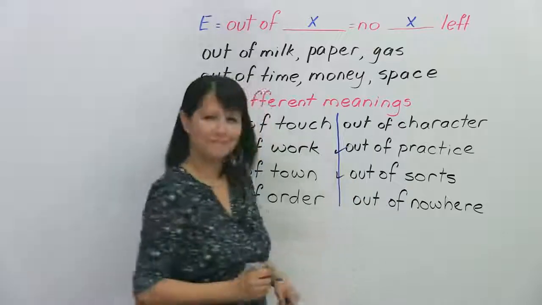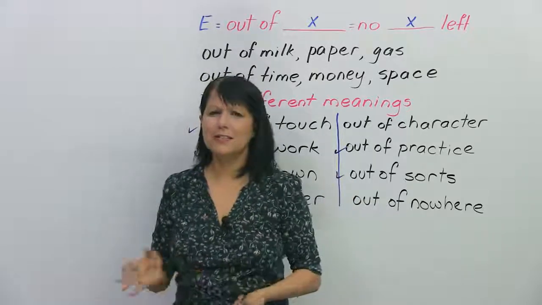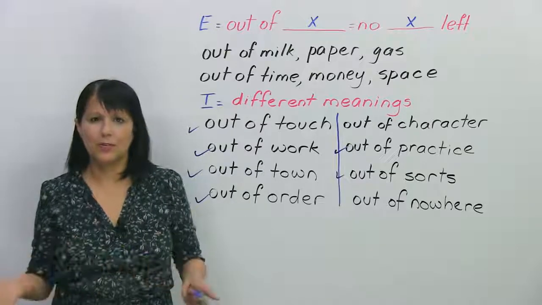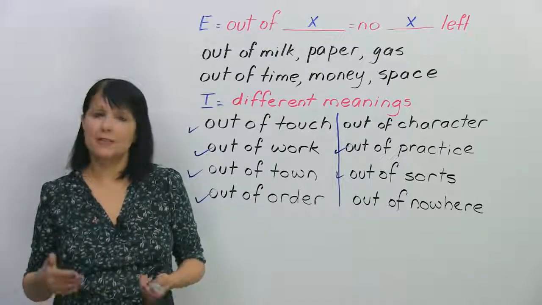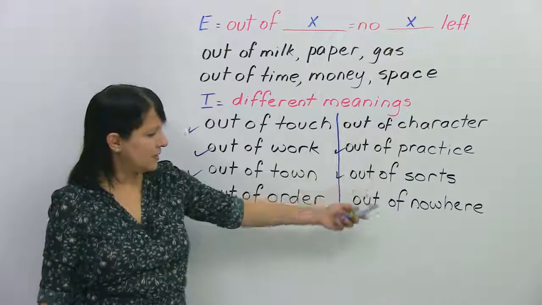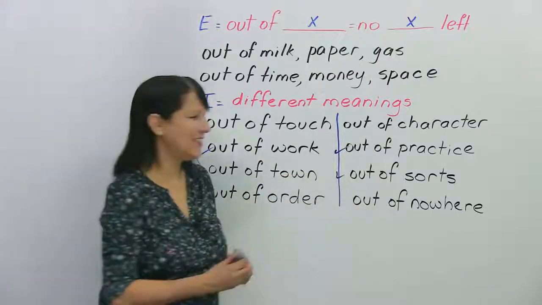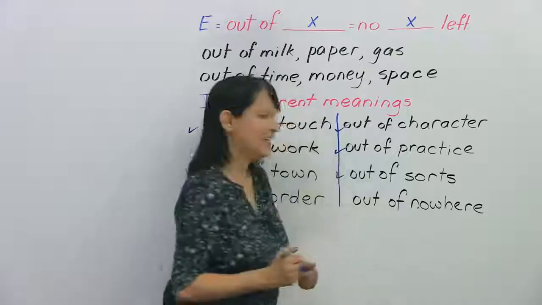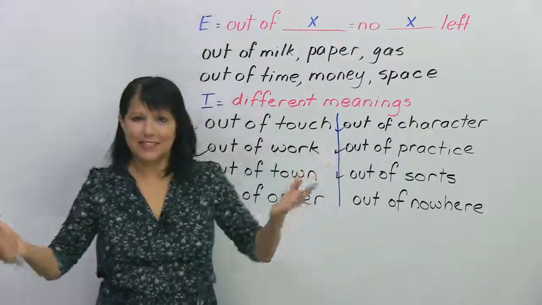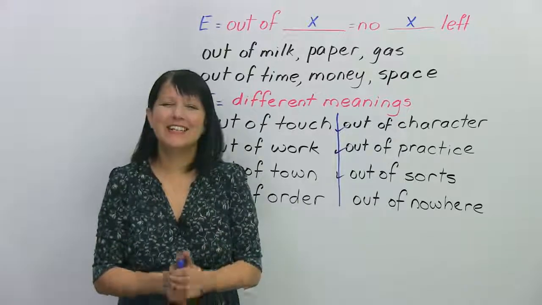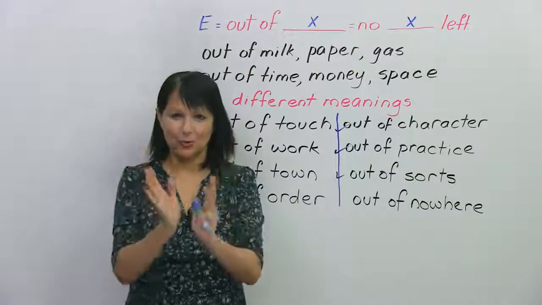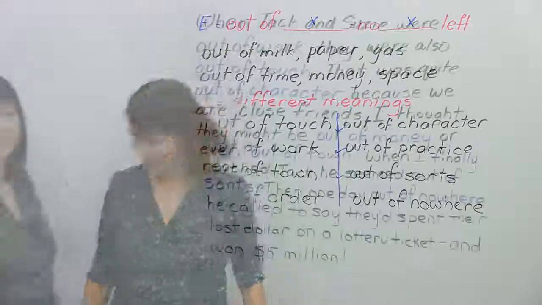Sorts. Good. Okay. And somebody does something that's very different from the way they normally behave. It's not their normal behavior at all. So you say that this thing that they did was very out of what? Out of character. Good. And the last one, of course, out of nowhere means that something happened suddenly, unexpectedly. All right? Okay. So now let's see how we can use these in a little story. Okay? I'll be right back.